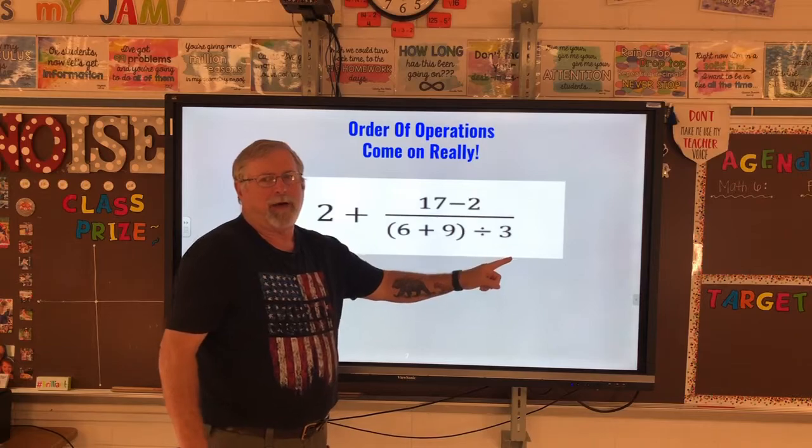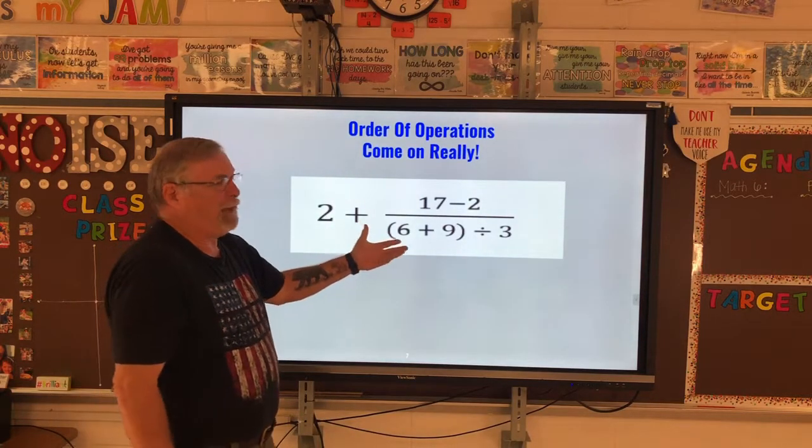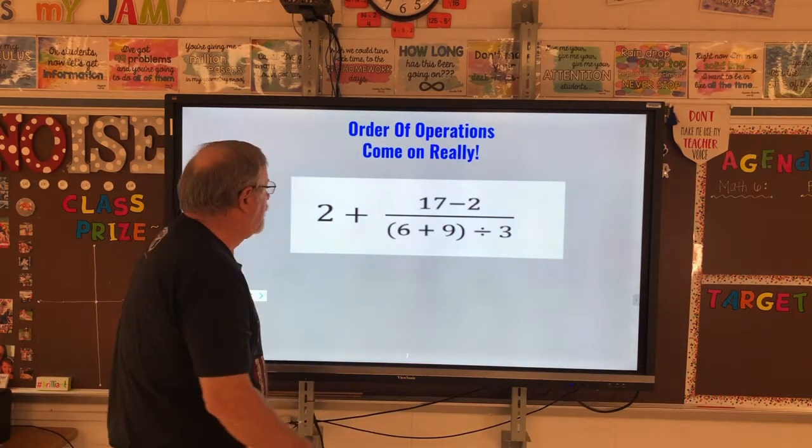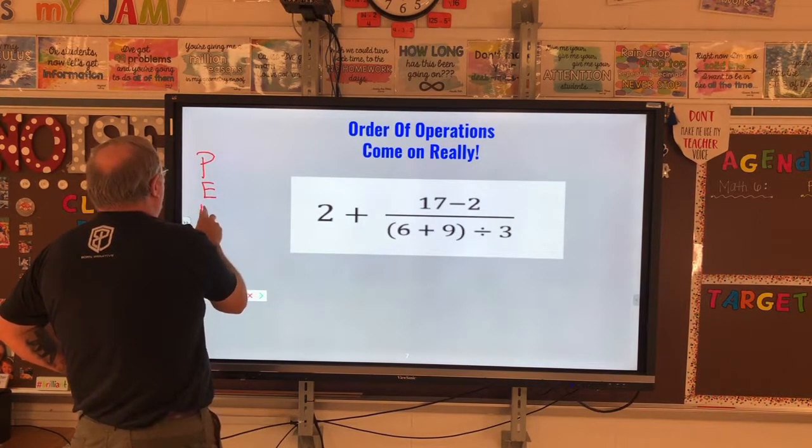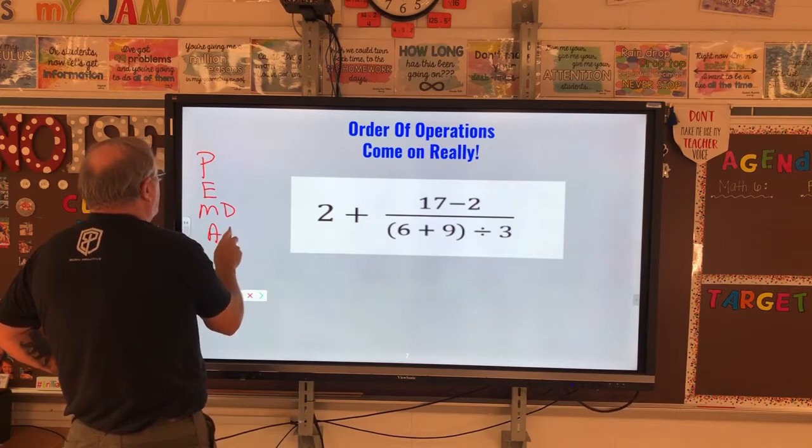Okay, so now we have this one, and this one looks even a little harder because I have a division problem, but my division problem has more than one thing to do. So, please excuse my dear Aunt Sally.